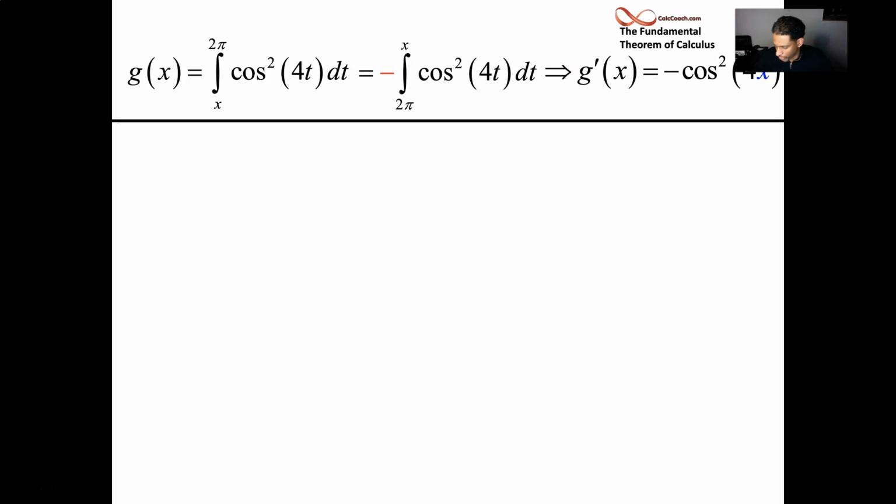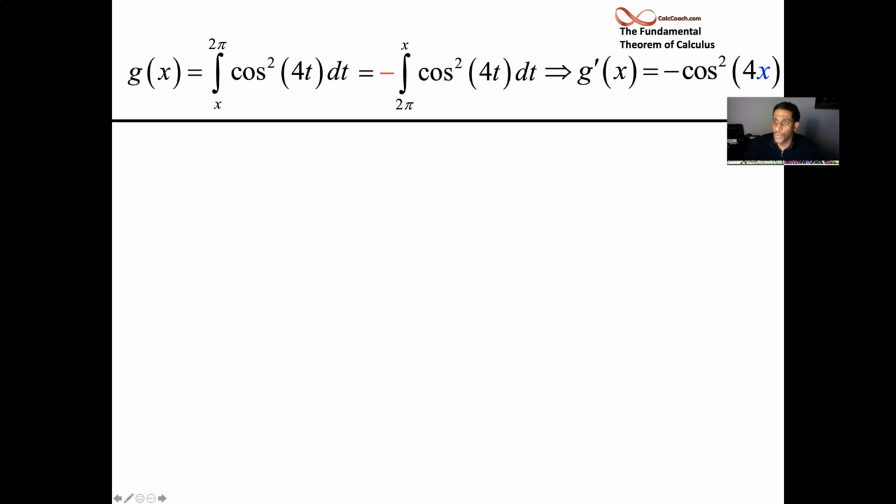What we're going to do is replace the t inside with an x. And don't forget that there's that negative on the outside. So instead of cosine squared of 4t, it's the cosine squared of 4x, with the negative on the outside because we had to switch the bounds to be in the proper order to be able to execute the fundamental theorem of calculus, part 2.